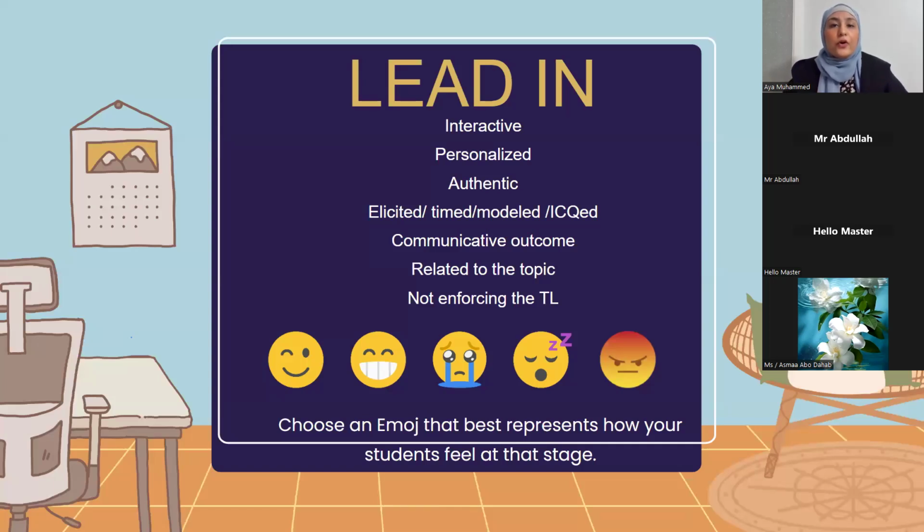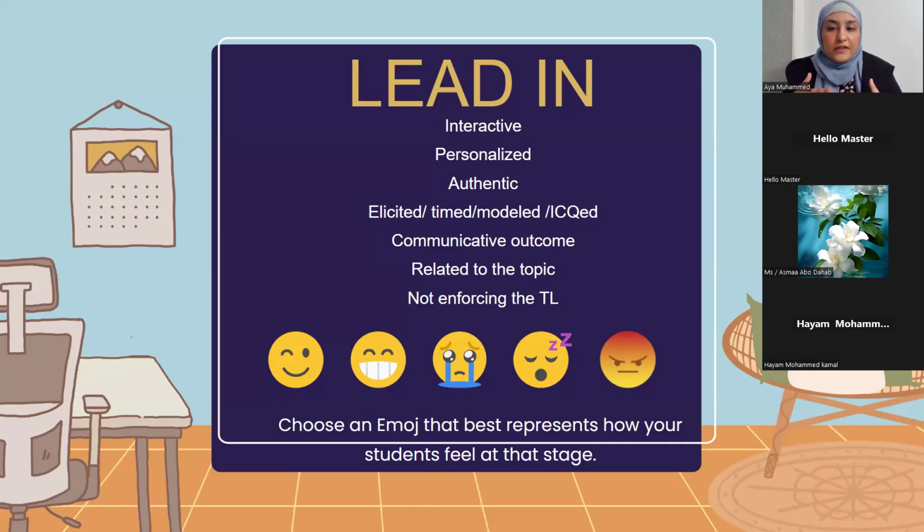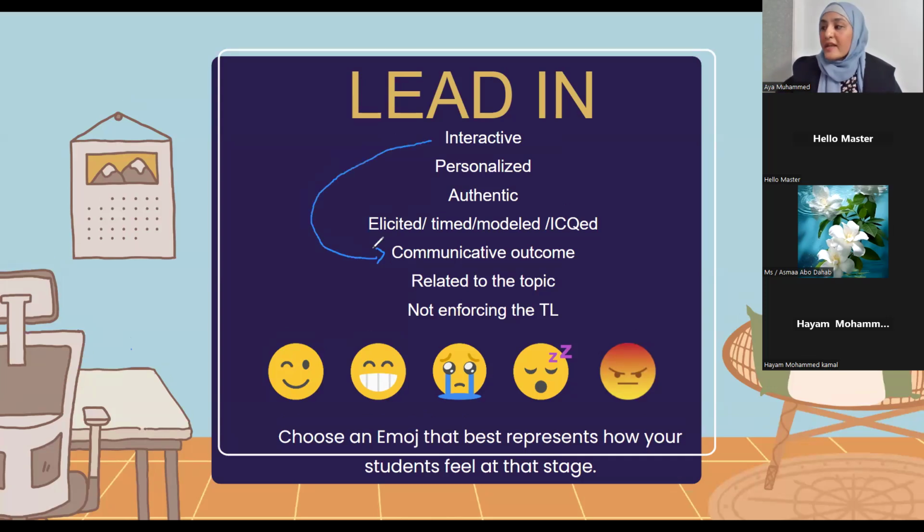Interactive or communicative means that you invite the students to communicate with each other in a student-led context, and speak with each other in order to reach what we call a communicative outcome. Communicative outcome is the incentive for the students to speak.